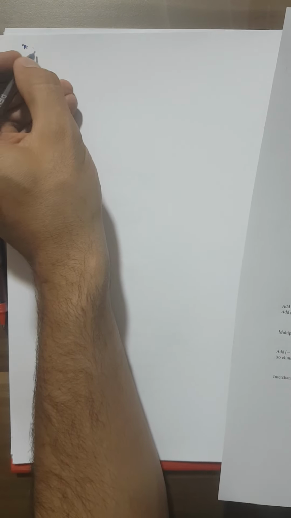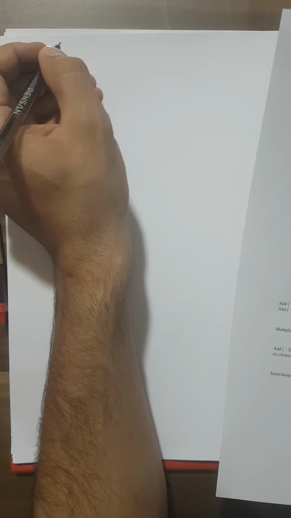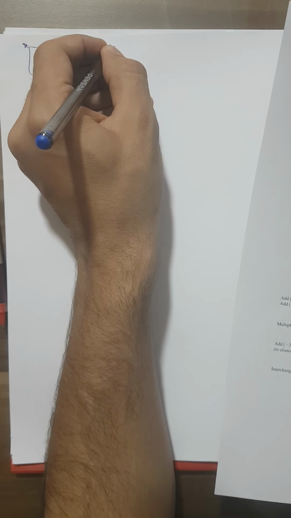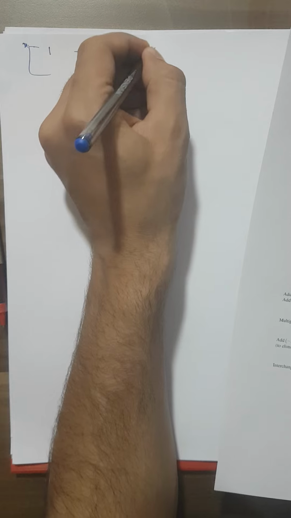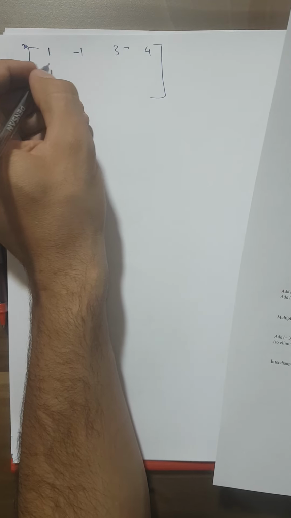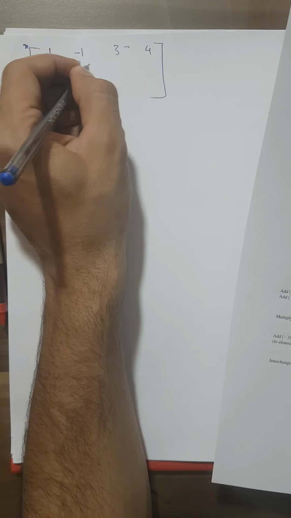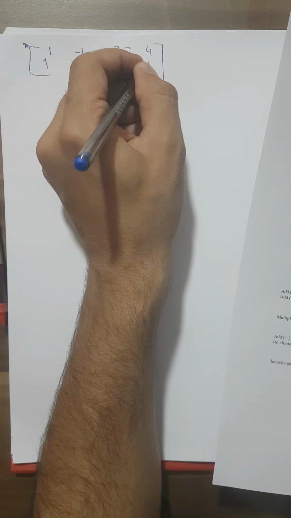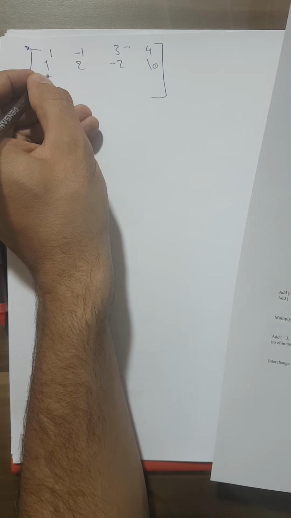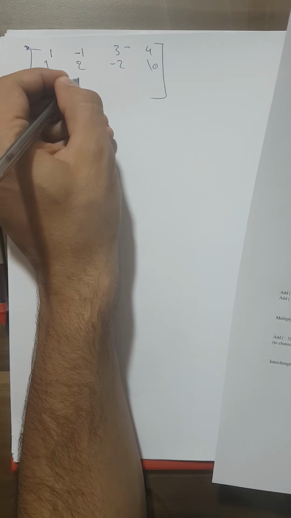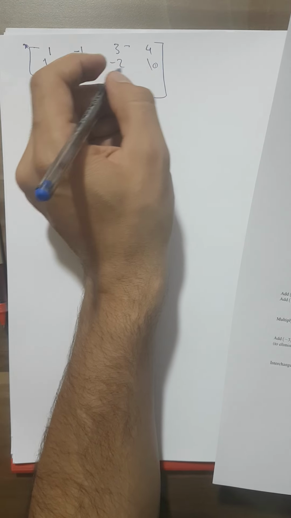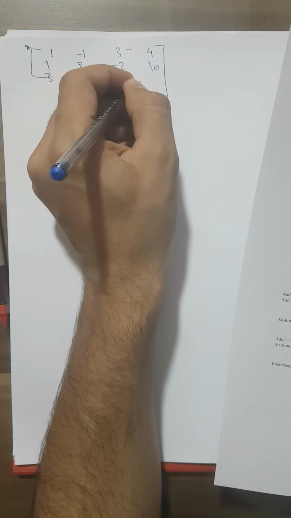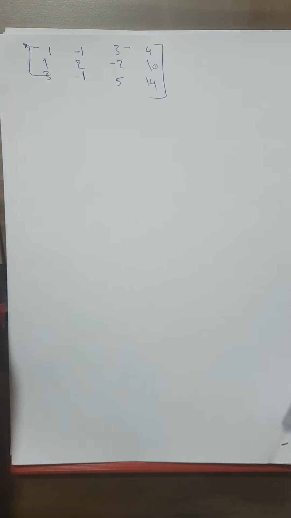So here we have x minus y plus 3z is equal to 4. In the second we have 1, 2, minus 2, 10. The third we have 3, minus y, 5z is equal to 14. So now it's time to follow the strategy.